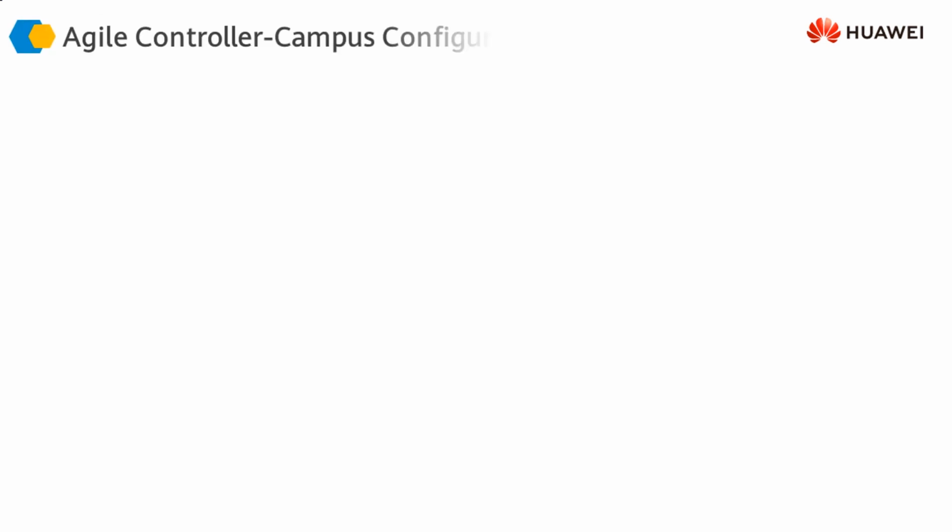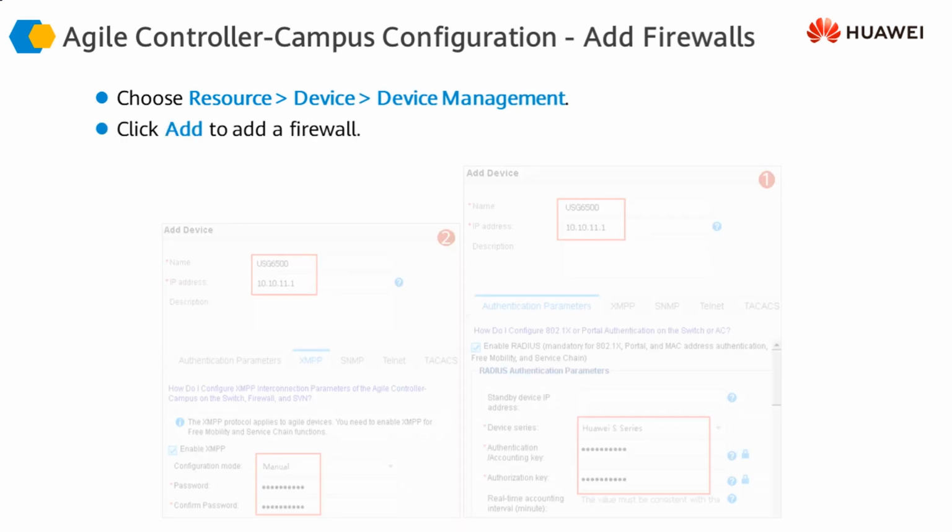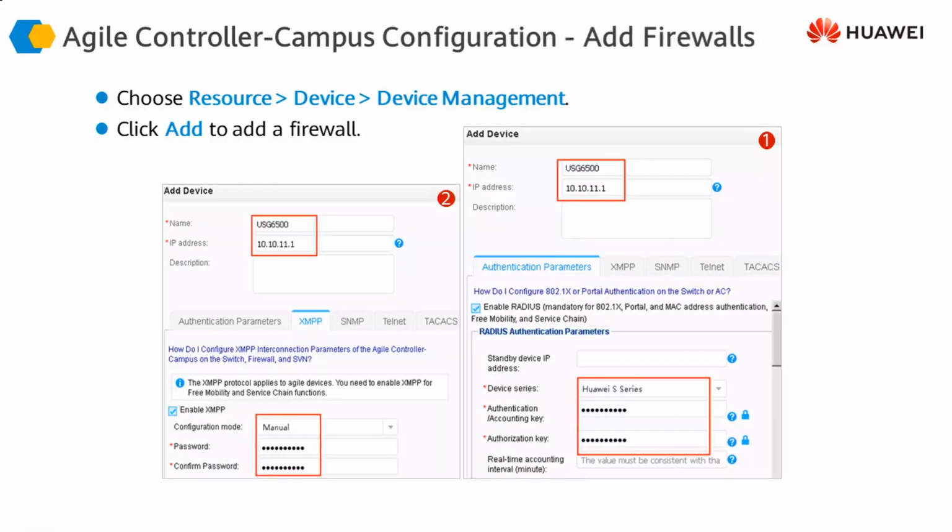Similarly, we need to add the firewalls on the Agile controller in almost the same fashion. We configure the firewall, give it a name, give its IP address, configure the XMPP related parameters, and then configure the authentication parameters, for example the RADIUS authentication parameters, on the firewall. These are the basic configurations on the Agile controller.